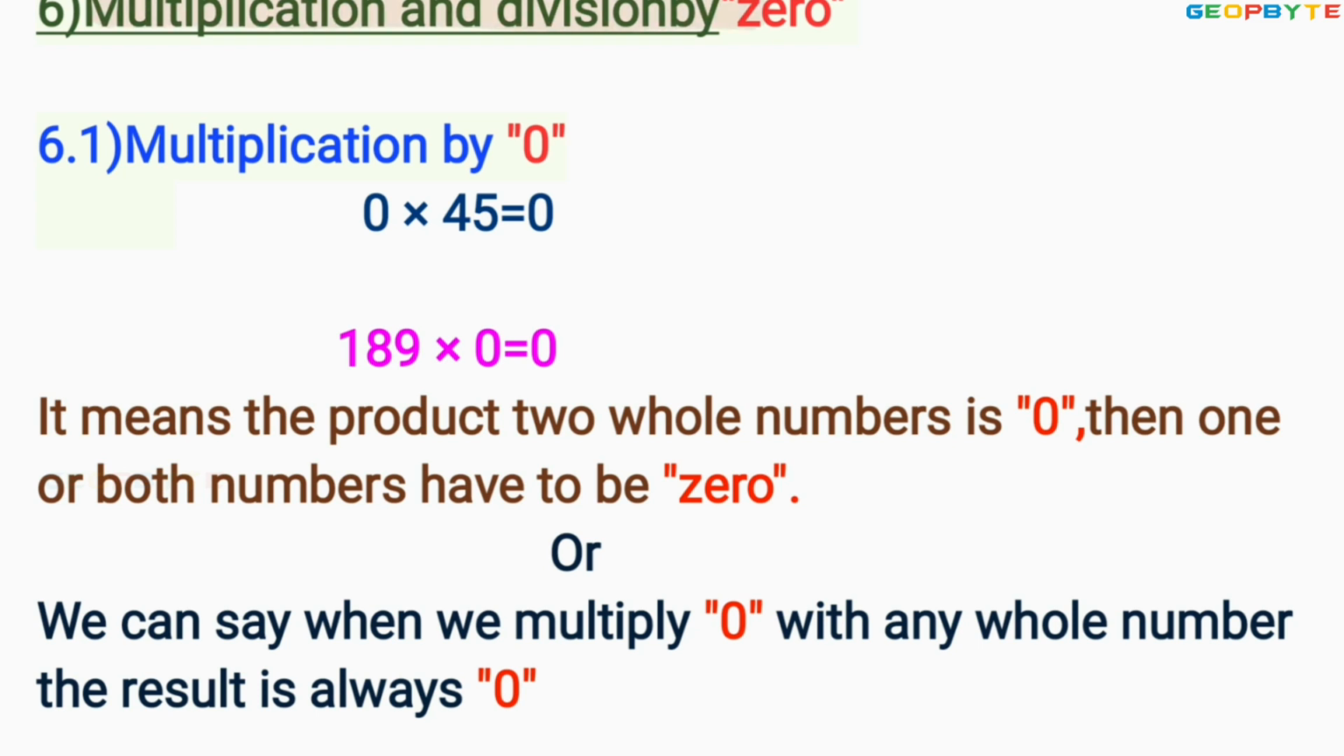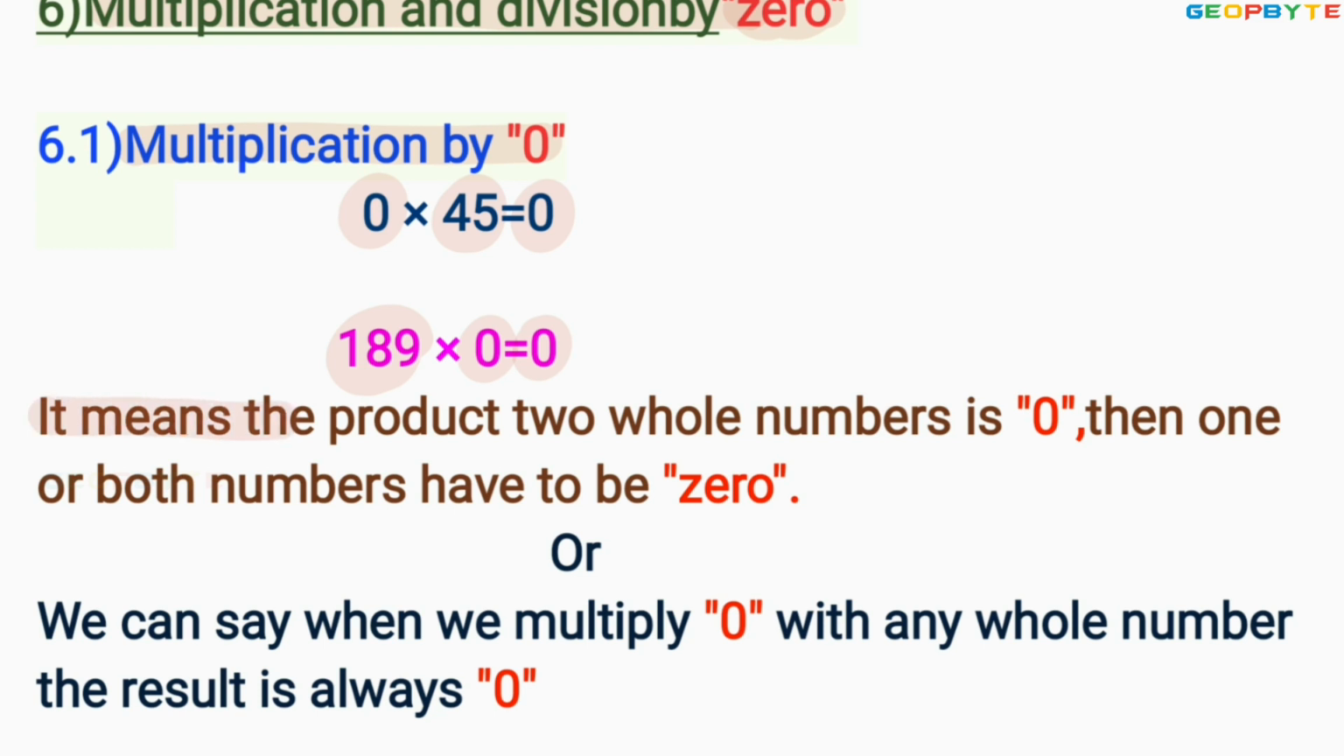Multiplication and division by 0. First let us take the multiplication by 0. Let us take an example. 0 multiplied by 45 is 0. 189 multiplied by 0 is equal to 0. It means when you multiply any number with 0, the result is 0.